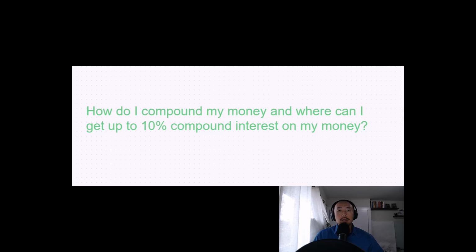The last question about where can I get up to 10% compounding on my money without any risk? To answer that question, if you've been following my channel for a while, you'll know that you could get 10% compound interest in an IUL cash value. And when I say IUL, I just mean Index Universal Life Insurance. And when I say cash value, I'm just referring to the savings component inside of a permanent life insurance program.